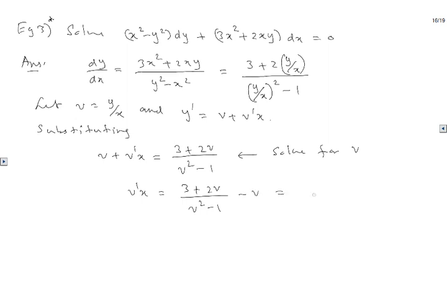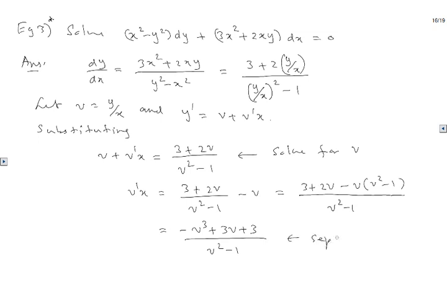Take the common denominator. So once you take the common denominator, what's going to happen? 3 plus 2v minus v times (v squared minus 1). Take the common denominator and simplify. Once you simplify, you're going to get negative v cubed plus 3v plus 3, over v squared minus 1. And on this side we have v prime x. So now you can see that this is just separable.